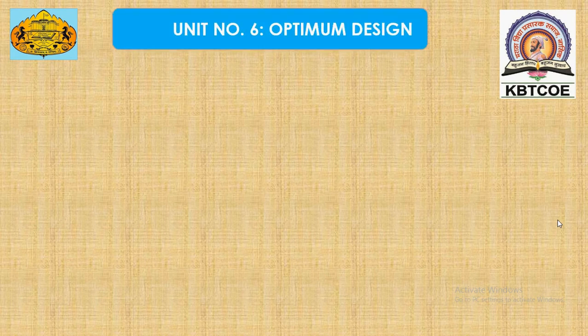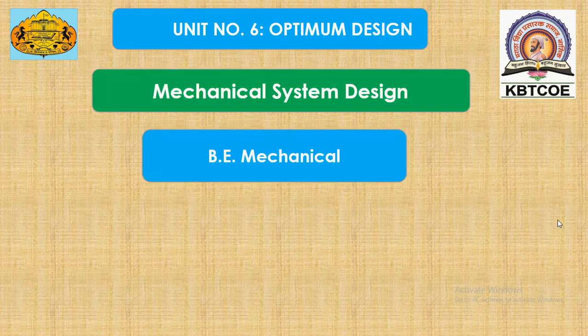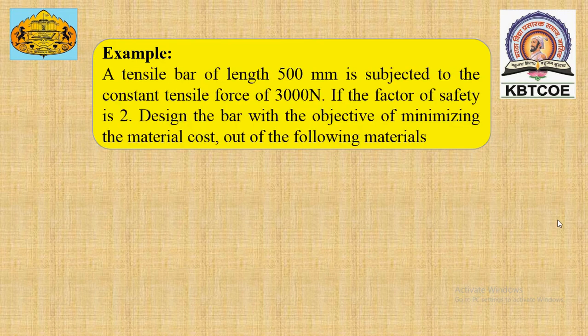Today we'll see the problems on optimum design from the subject Mechanical System Design for BE Mechanical students. Example, see the problem statement.